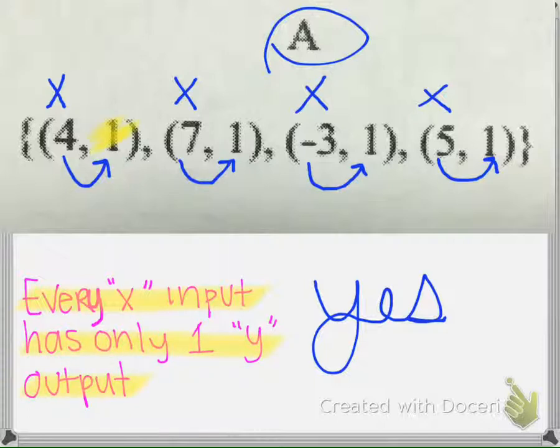It's okay that they share the same y. That does not matter. It's that every x has only one y. So in other words, when you input a 4, it's saying you get out a 1. It's not saying that you get out a 1 and a 2. You just get out a 1.